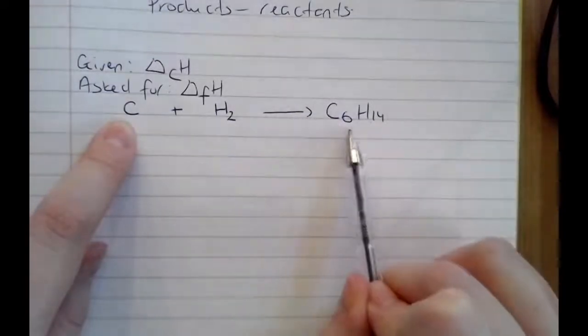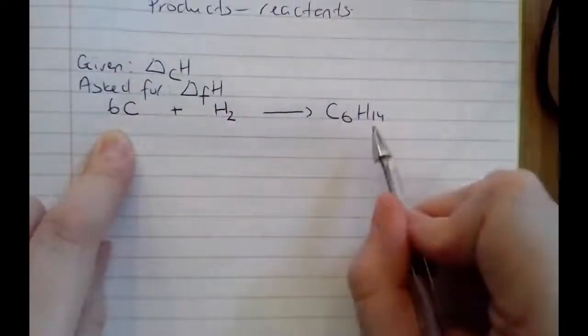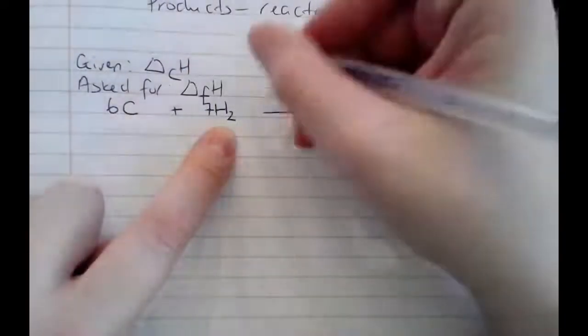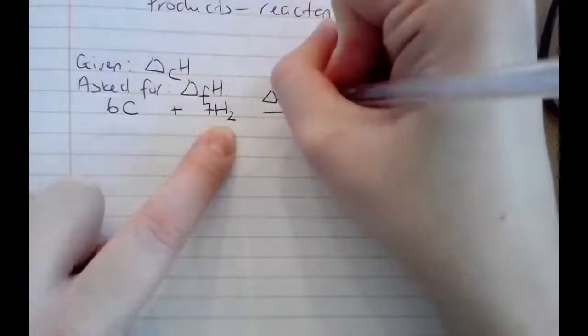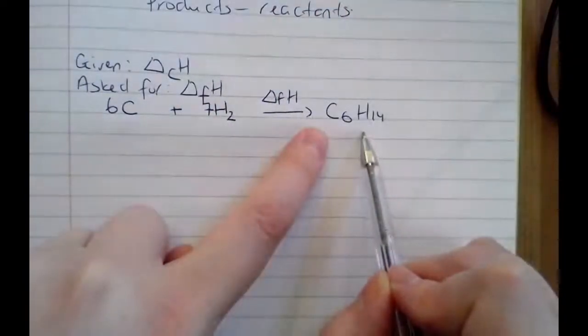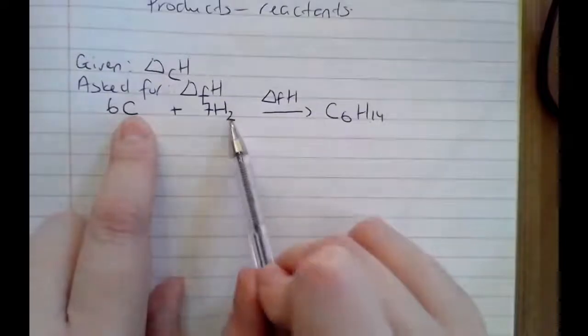So here I've got C6, okay? So I'm going to put a big 6 here in front of the C. I've got 14 hydrogens, so I need a big 7 in front of the H2. So there's my balanced equation. And this is what I'm asked for, okay? To find the energy change when C6H14 is formed from its elements in their standard states.